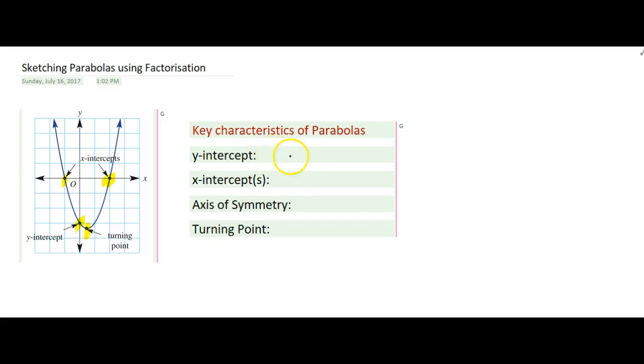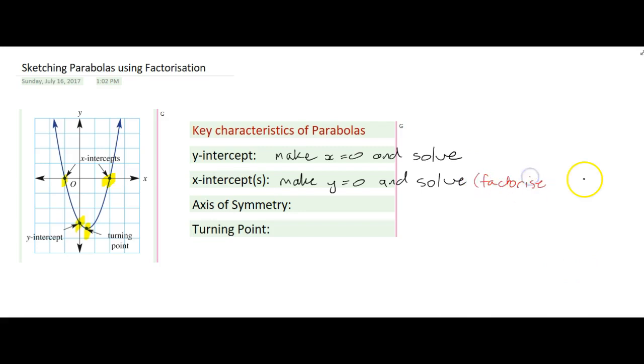Okay, so y-intercept, to find the y-intercept, you make x equal to 0 and solve. Okay, x-intercepts is the opposite. We make y equal to 0 and solve. And often we have to do that because it's a quadratic. We often have to factorise, which is what this is about. So I'm going to put in brackets here, we factorise, and we use the null factor law, okay, to do that. So we'll do that in a little bit.